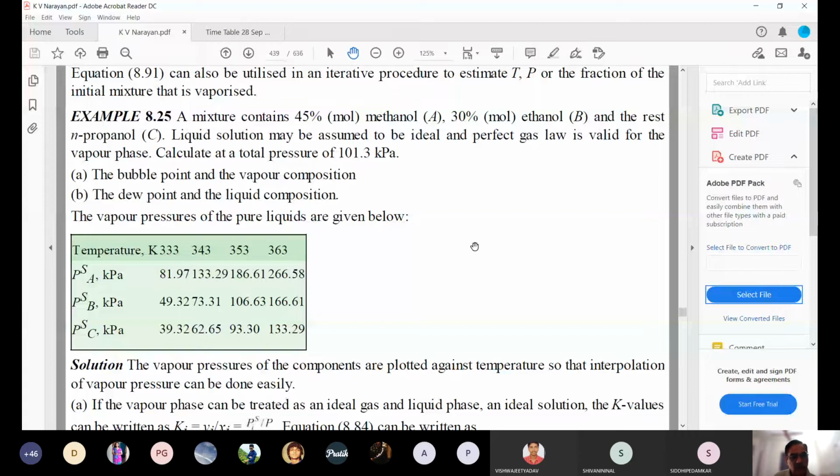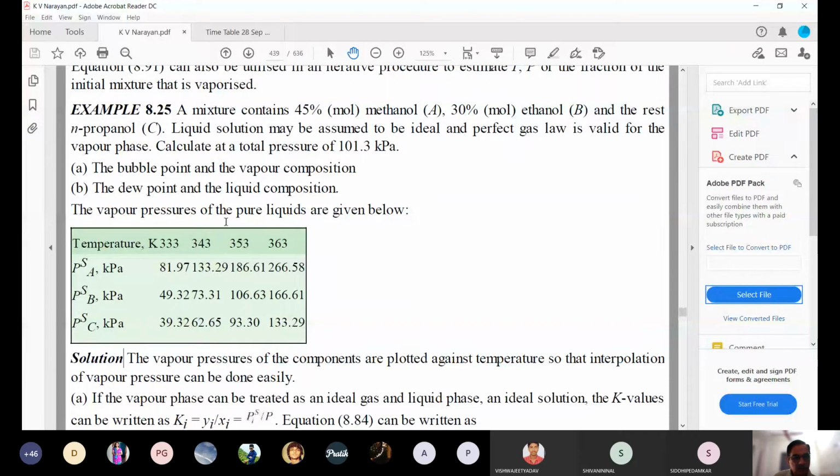Okay? So pressure is given, so we have to find out bubble point temperature and vapor composition, and dew point temperature and liquid composition. Right? Vapor pressures of pure liquids are given at different temperatures. PAS, this is vapor pressure of A, PBS, vapor pressure of B, and PCS, vapor pressure of C at different temperatures, right? Okay?